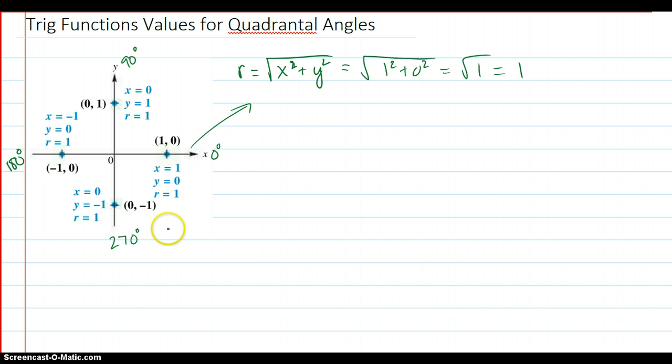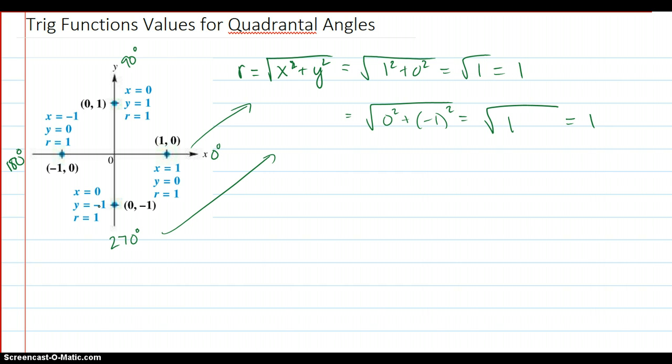By the way, even for like 270, the x would be 0 squared, and the y would be negative 1 squared. It's still a 1. So r in all these 4 cases is always going to be a 1. Why? Because negative 1 squared is positive 1, and the square root of 1 is 1. So all the values of r are 1 in every single case.